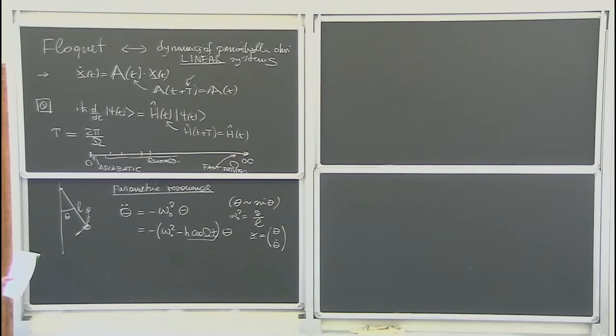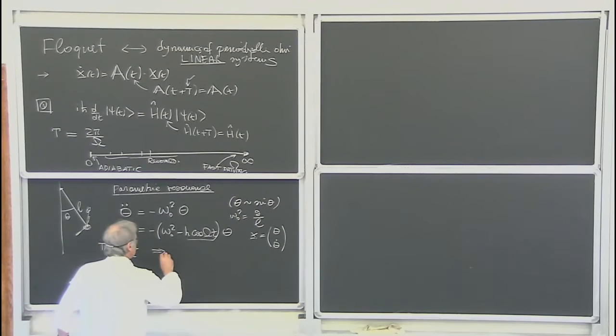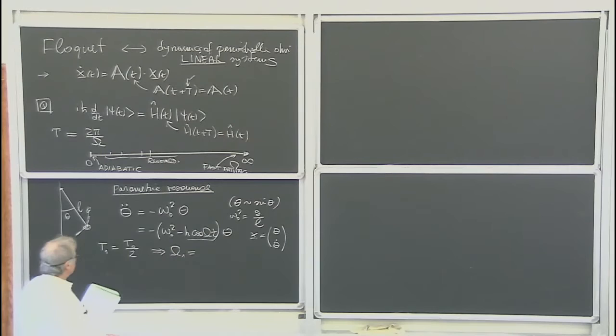Now, let's think of our experience on the swing. You will remember that the actual resonance that you do when you push yourself up is with a period which is half the natural period, because you push when you go forward and when you go backward, okay? Which means that this first driving frequency, which makes the system resonate, is in fact twice omega zero, okay?